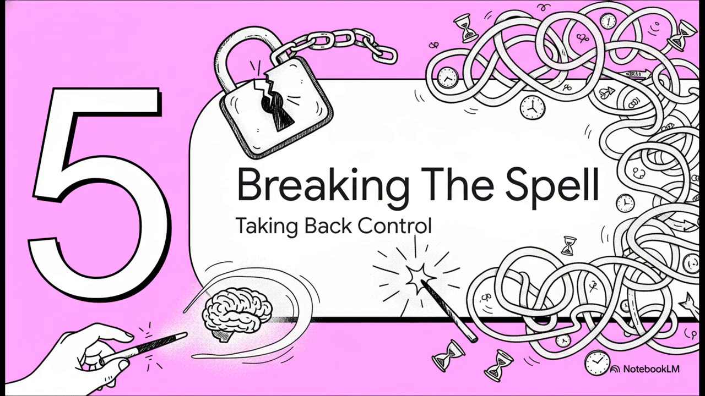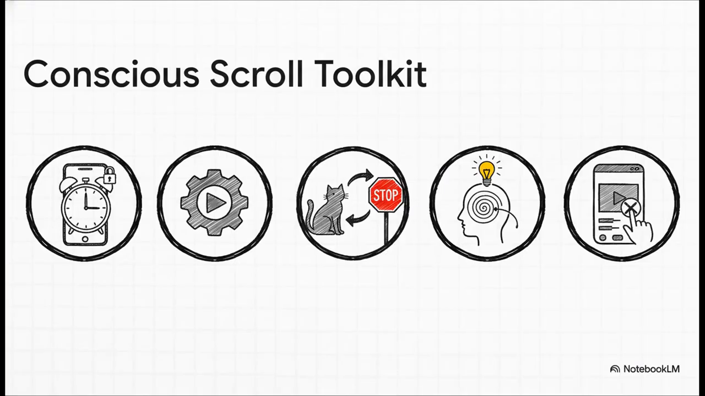Okay, this is the part we've all been waiting for. If you feel like you're losing the battle against the scroll, how do you actually fight back? How do you take back some of that control? So here's your toolkit, 5 concrete things you can start doing right now.